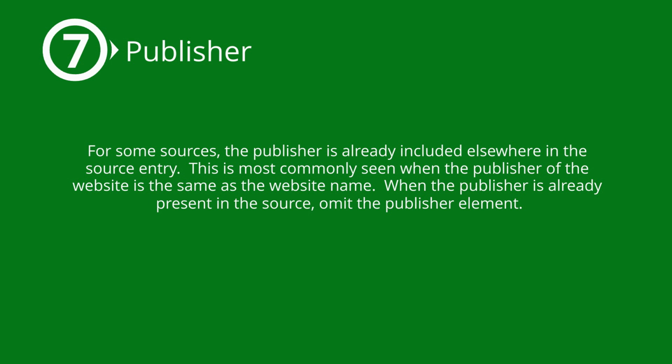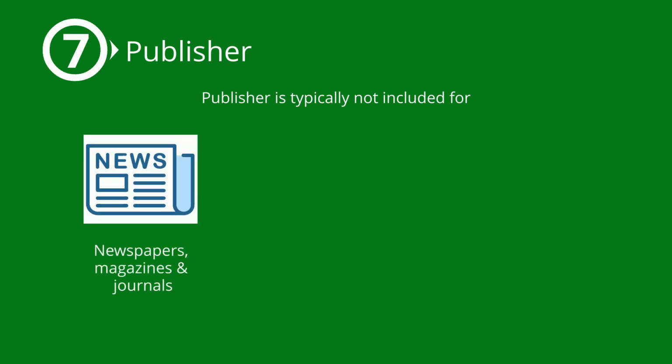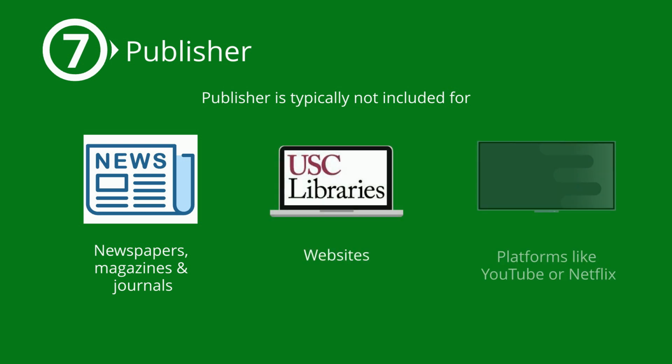For some sources, the publisher is already included elsewhere in the source entry. This is most commonly seen when the publisher of the website is the same as the website name. When the publisher is already present in the source, omit the publisher element. The publisher is not typically included for newspapers, magazines, and journals, websites, or platforms such as YouTube or Netflix.